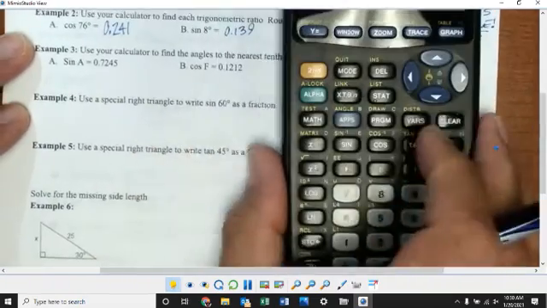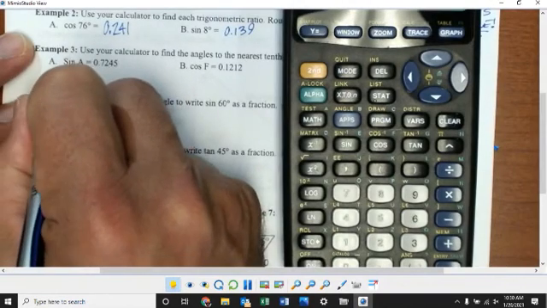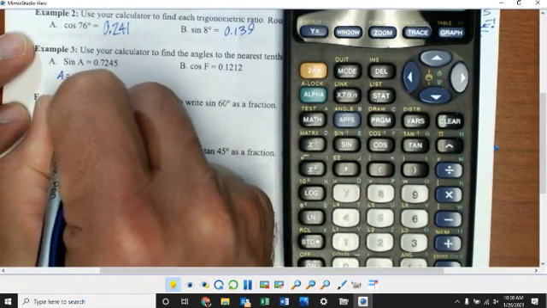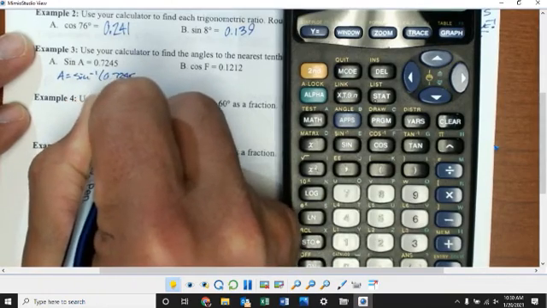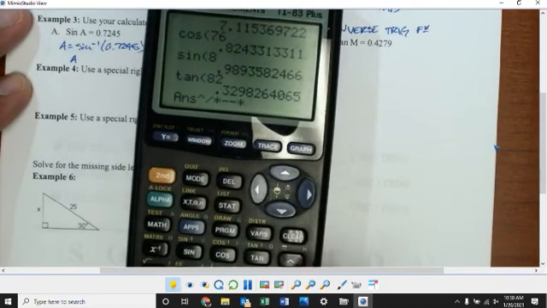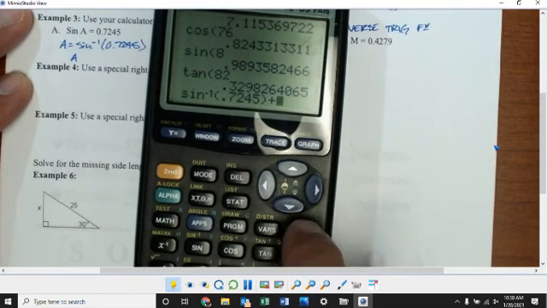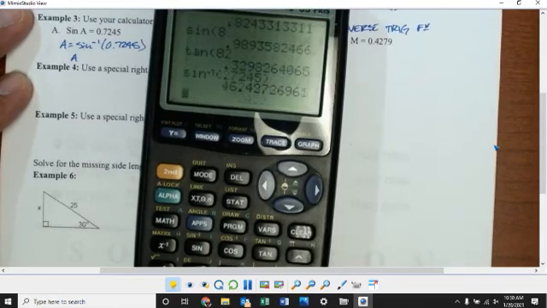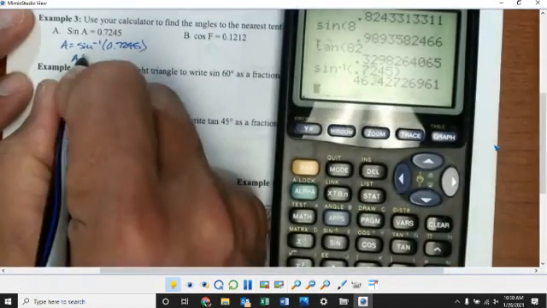So here I go. I've got sine A equals 0.7245. So the way that I write it to determine it is I'm going to say A equals sine inverse of 0.7245. So that's what I'm going to type into my calculator. I'm going to go second sine, so it gives me sine inverse of 0.7245. And that is equal to 46.4 degrees.